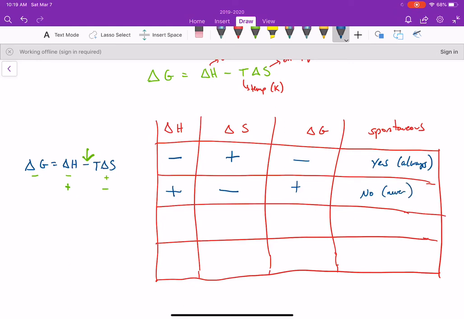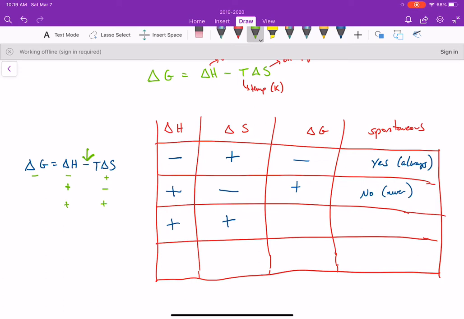Okay? So when do we get messy? Right? We get messy when both H and S are the same sign, right? So if this is positive and this is positive, right? If we have positive and positive, then it matters, right?